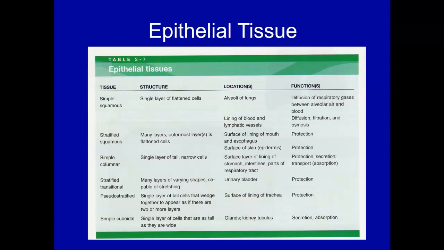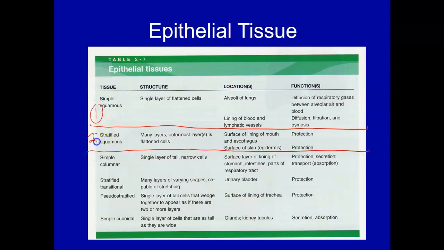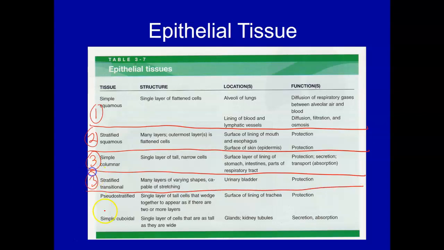Simple cuboidal is our last set, so here we go. One more review time. Simple squamous, number 1. Stratified squamous, number 2. Simple columnar, tall guys like columns. That's why that's columnar. Stratified transitional, urinary bladder, so the urine will transition out of your body. Pseudostratified in the trachea, number 4. So, 3, 4. Oh my gosh, Dr. Val can't count. You know what? It's hard to count and write and think at the same time. There we go. And then number 6, simple cuboidal.